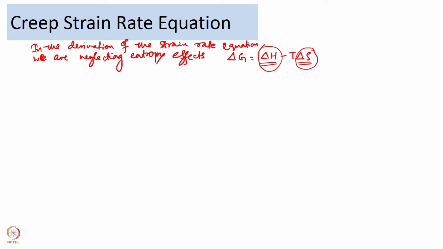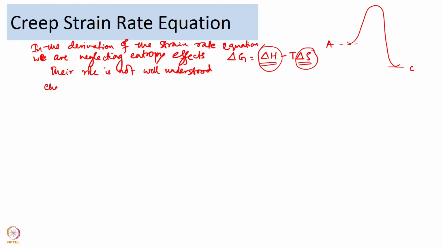So, in the strain rate, we are neglecting entropy effects. One of the reasons for neglecting entropy effects is that their role is not well understood. So, coming back to the drawing, you have the situation: A to C in the presence of a stress.